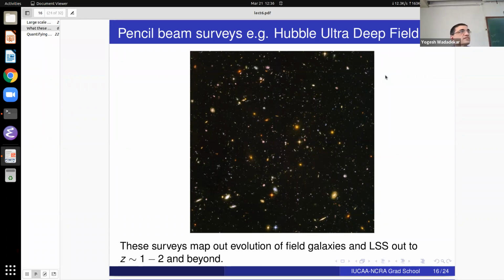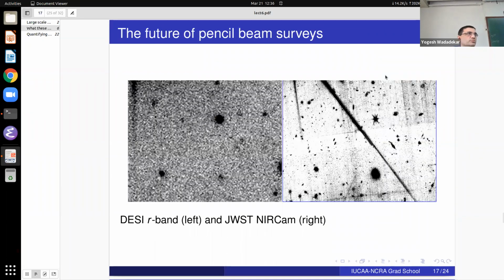Whereas with large area surveys, right now with SDSS, you can go to about 0.1, 0.2, and so on. A little bit of information with BOSS, you can go up to 0.3 or 0.4. Here you can go well beyond redshift 1. And I will end with this slide, which is the future of pencil beam surveys.